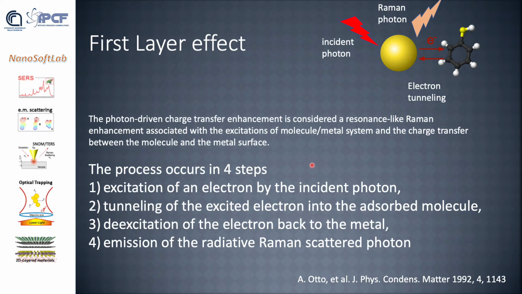The chemical enhancement, or photon-driven charge transfer enhancement, is considered a resonance-like Raman enhancement associated with the excitation of the molecule-metal system and the charge transfer between the molecule and the metal surface. This is shown in this picture. The process occurs in 4 steps. There is a first excitation of an electron in the metal induced by the incident photons, then the electron tunnels toward the molecule and is absorbed by the molecule, then there is the de-excitation of the electron back to the metal and the emission of a radiative scattered photon.